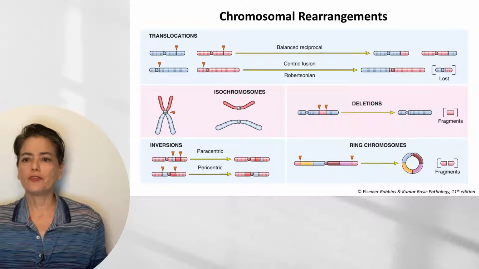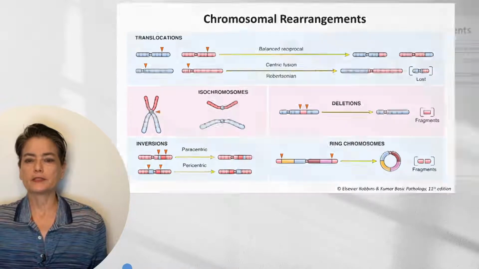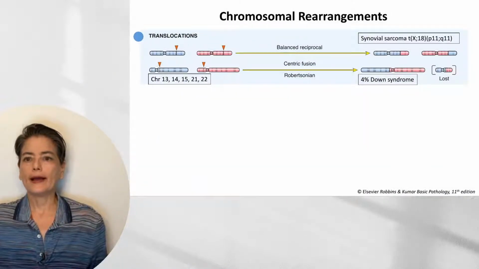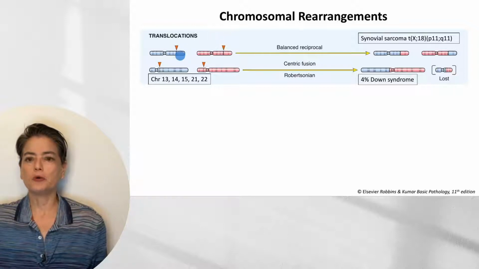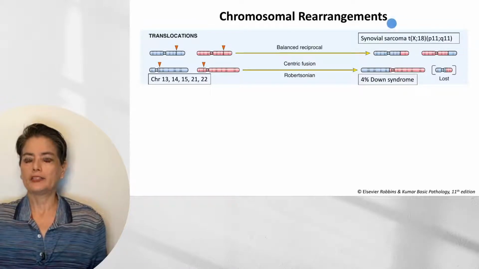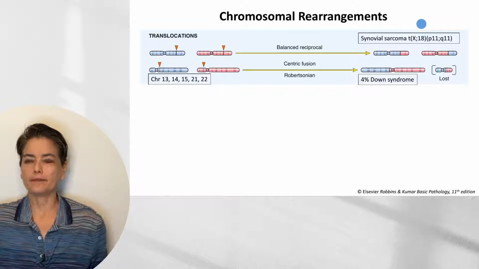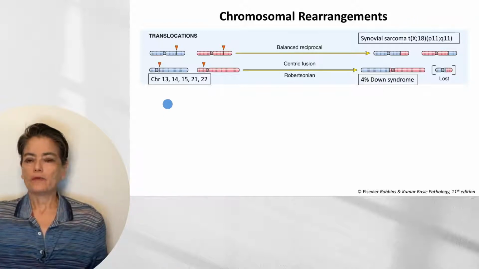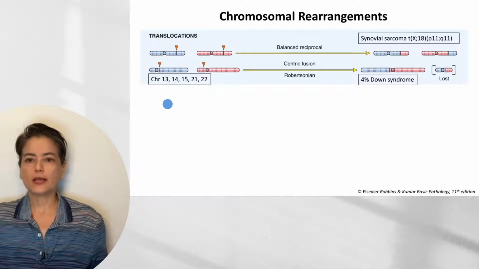So this is the figure from Robbins and Kumar Basic Pathology. I'm going to go through each of these, beginning with our translocations. So here we have our balanced reciprocal translocation, a break in two separate chromosomes that then swap material. A classic example of this would be synovial sarcoma, characterized by a balanced translocation between the X chromosome and chromosome 18. The centric fusion or Robertsonian translocations occur, as I mentioned, in acrocentric chromosomes.